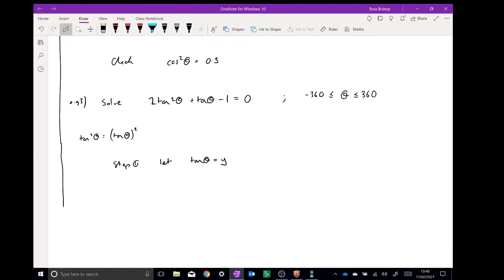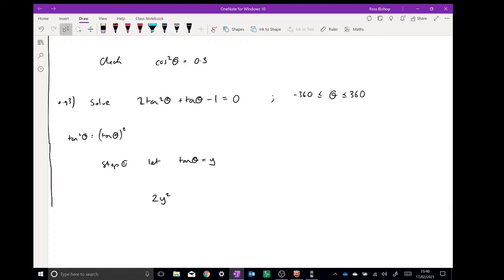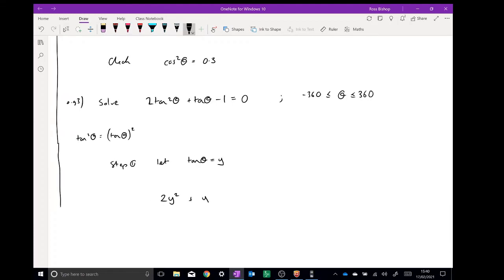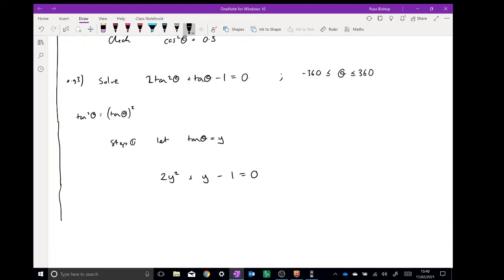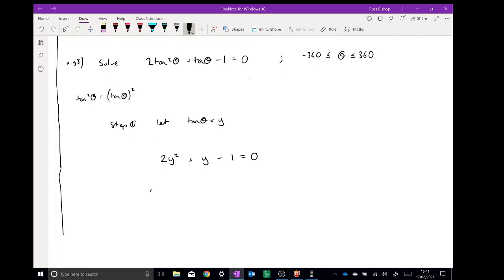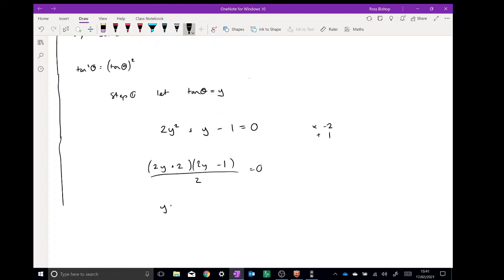So instead of 2 tan squared theta, I've got 2y squared, and instead of tan theta, I've got y. And I solve this normally. It's a quadratic. I can do lots of different ways. I'm going to try and factorize it. So 2y over 2. The 2 numbers multiply to negative 2 and add to 1. So it's going to be plus 2 minus 1. And if I do the other one, I get y plus 1, 2y minus 1.